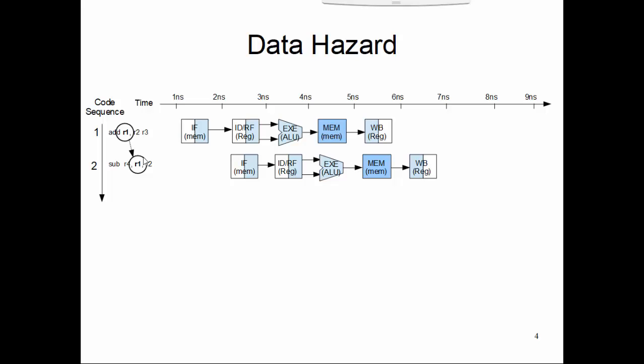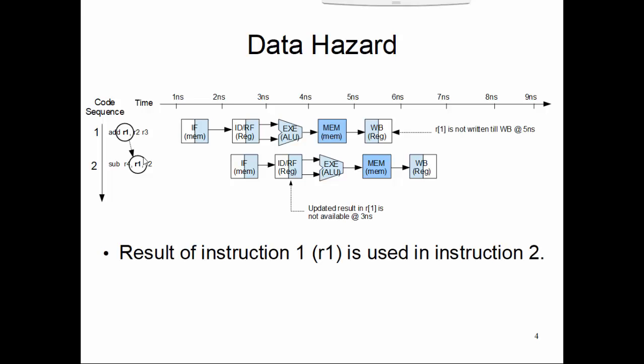Now you see that R1, when it is fetched from the register file for the second instruction, is read in the second cycle of that instruction, which, if you calculate, is between 3 nanosecond and 4 nanosecond. This is aligned with the third cycle of the first instruction. So at this point, your R1 register value is accessed.